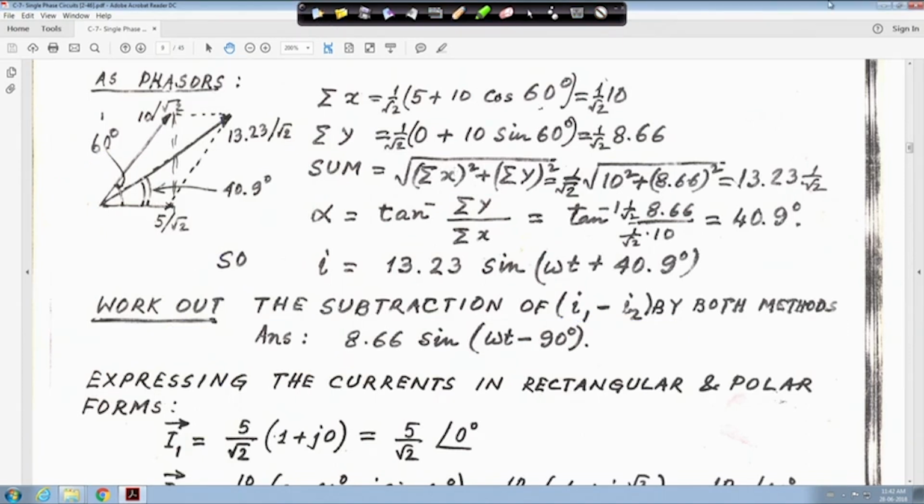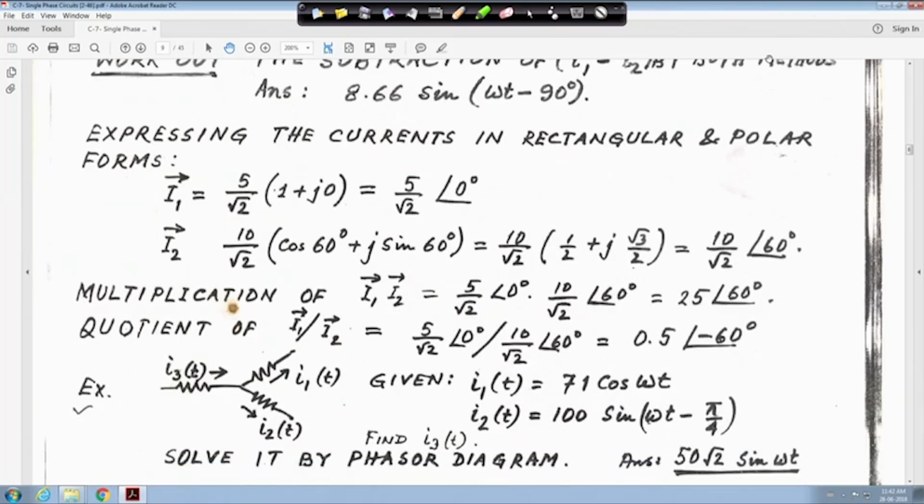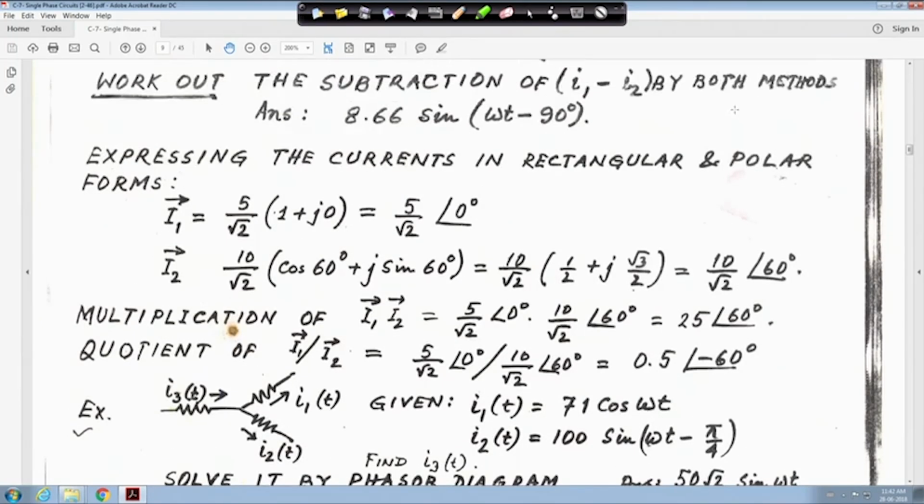Now, expressing the current in rectangular or polar form. For example, suppose I1 is 5 by root 2 angle 0, the same data, and I2 is equal to 10 sin(omega t plus 60 degree), which you had taken. So the angle is 60 degree, and this is a peak value. When you represent it by phasor, it will be 10 by root 2, this is the RMS value, and angle 60 degree, right.